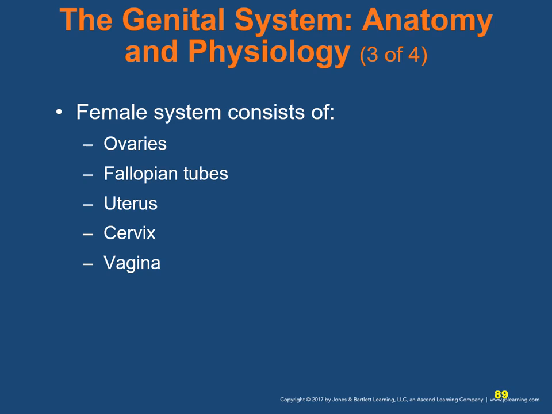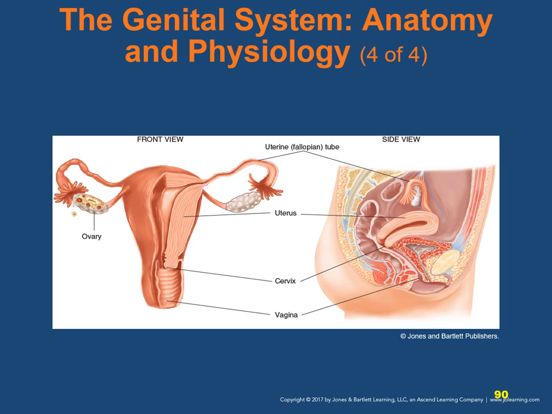The female reproductive system consists of the ovaries, fallopian tubes, uterus, cervix, and vagina. It is contained entirely within the pelvic cavity except for the clitoris and labia. It produces egg cells called ovum and sex hormones. Both of those come from the ovaries themselves. This figure shows the female reproductive system as I just described.